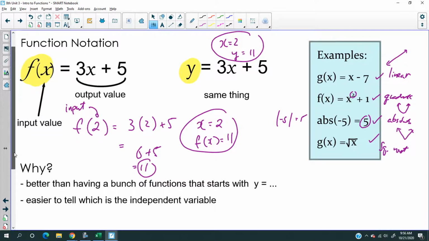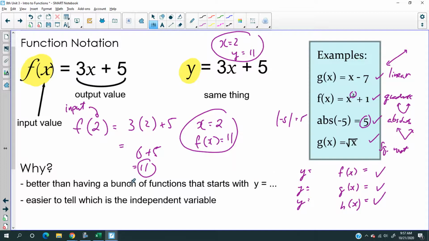Some of you might say, Mr. Ng, why do we keep using f of x? Why don't you just say y, right? Here's the reason. If you put this in a calculator, all the equations in the calculator start off with y equals, okay? Because here, instead, I could use f of x, g of x, h of x.